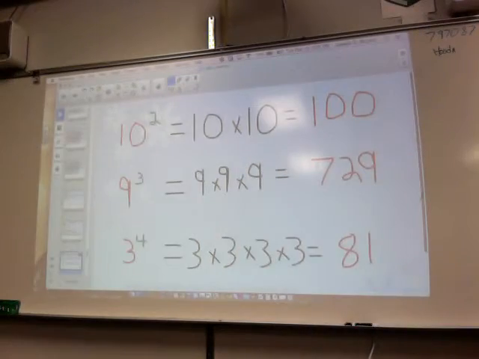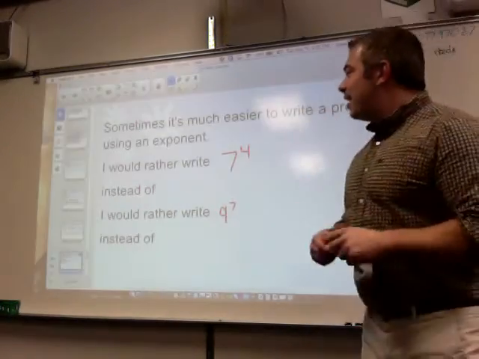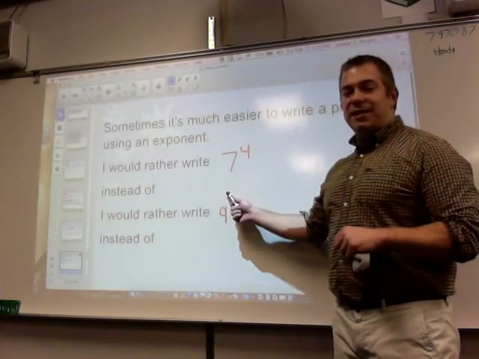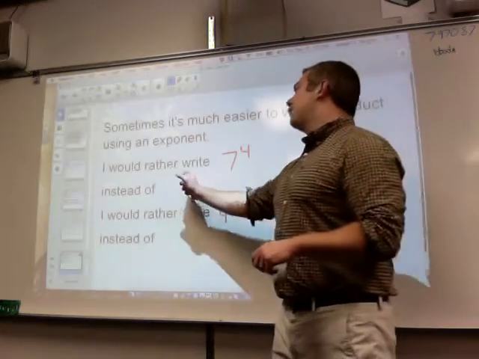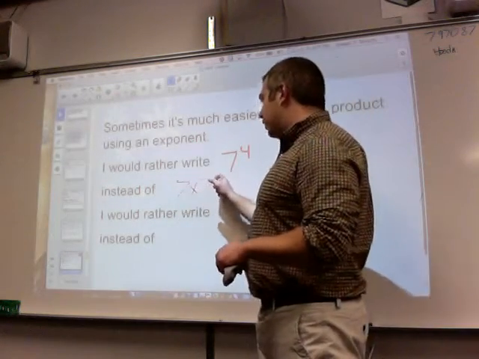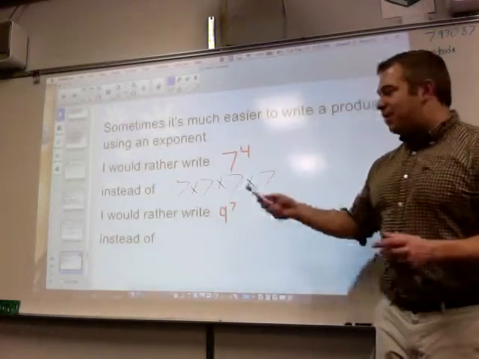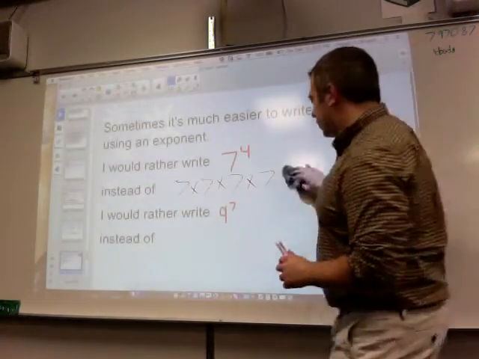All right, moving on. Now, sometimes it's much easier to write a product using the exponent. So I would rather write 7 to the fourth power instead of 7 times 7 times 7 times 7. It's just simpler to write 7 to the fourth power.